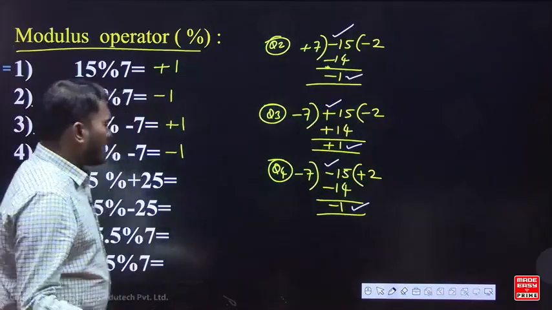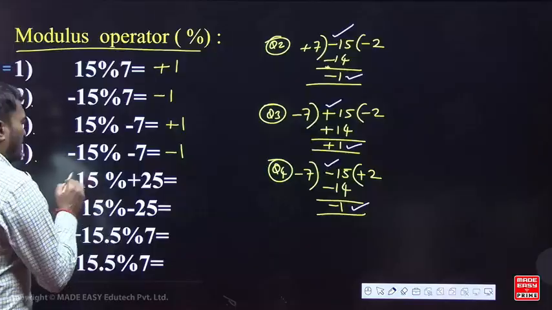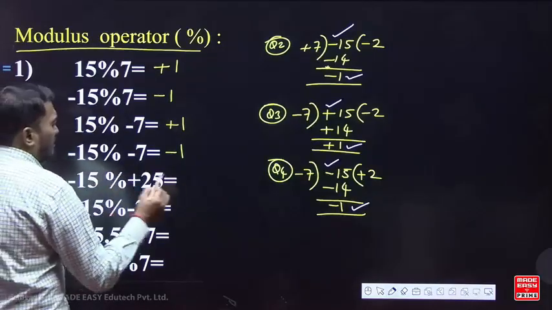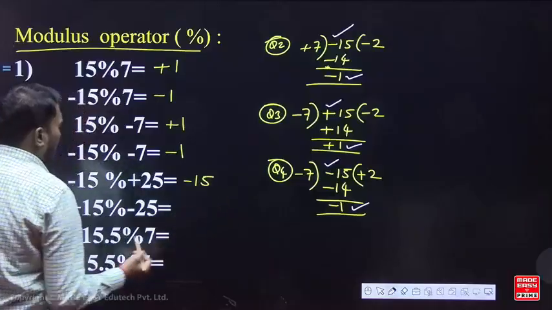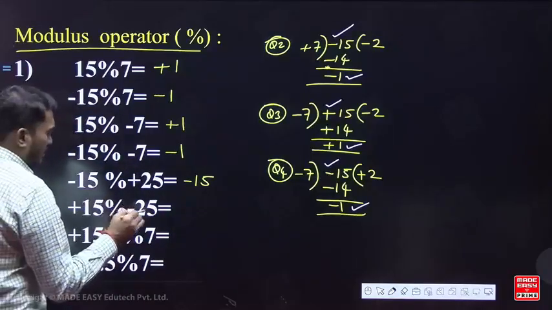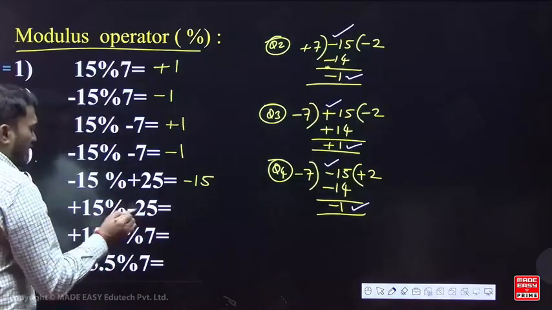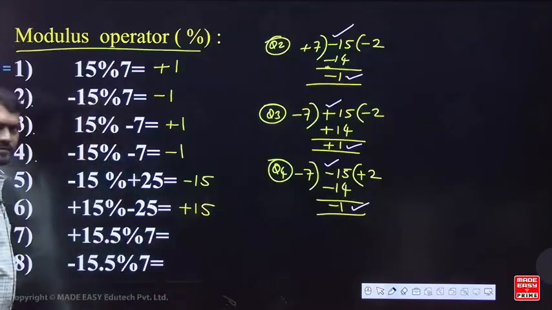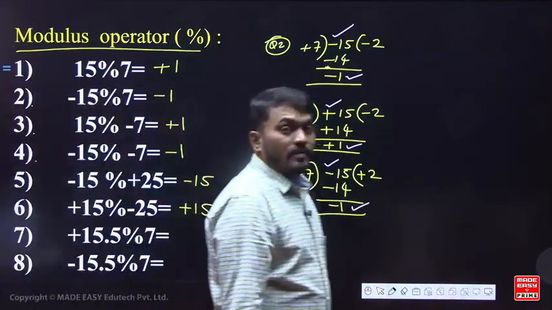I will give the notes for that. Just listen here. -15 mod +25, what is the behavior? What answer do you get here? That is -15. And +15 mod -25, what answer do you get here? +15. So why does it give +15?